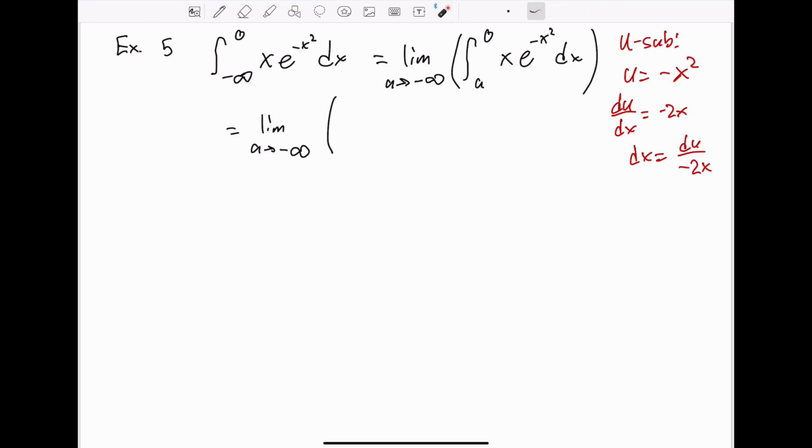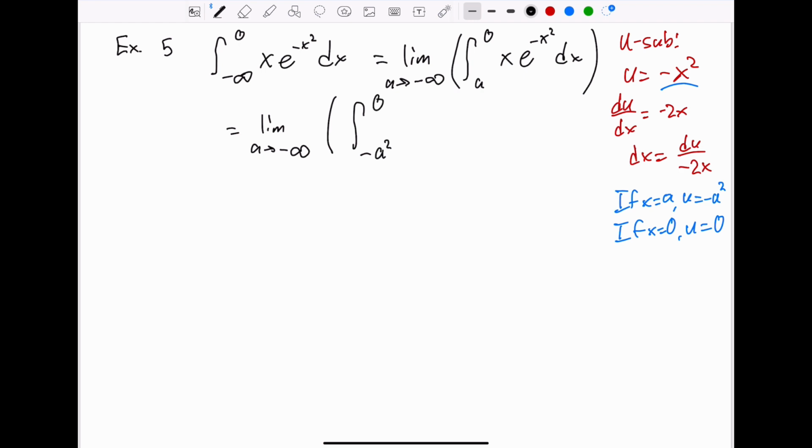Now, because I'm doing a definite integral using u substitution, I must convert the limits of integration to be in terms of the new variable u. So I convert those limits now. I take the lower limit. If x equals a, u is negative x squared, so u would be negative a squared. And then take the upper limit. If x equals 0, well, u is negative x squared, so negative 0 squared. u is still just 0. So I'll use those two expressions now for the new limits of integration. I'm integrating from negative a squared to 0.